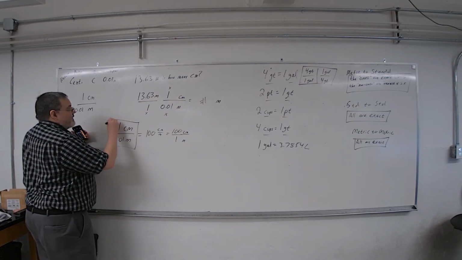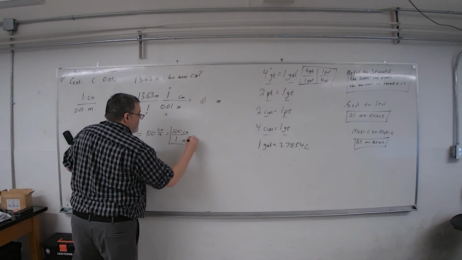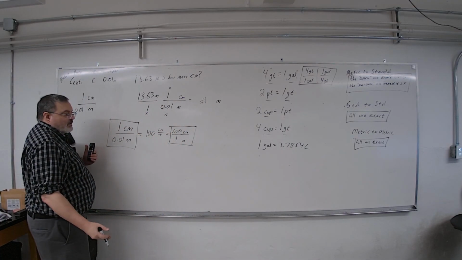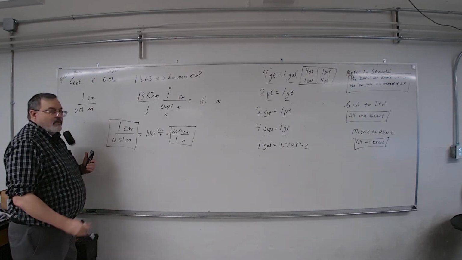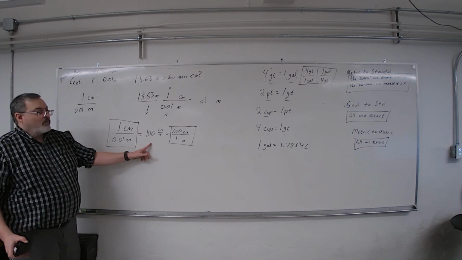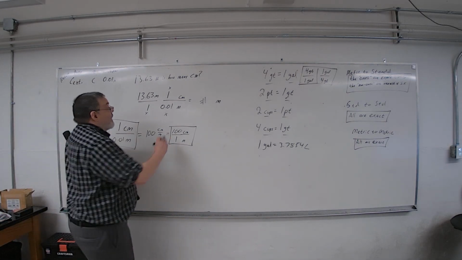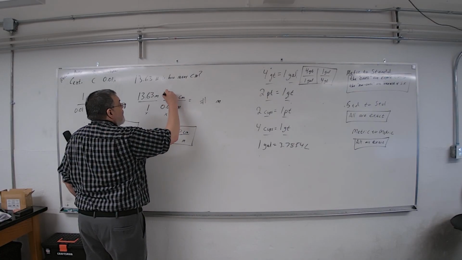That's a perfectly fine conversion factor to use here. But so is this. I mean, they literally equal each other. 1 divided by 0.01 literally equals 100, which literally equals 100 divided by 1. So I could do this.